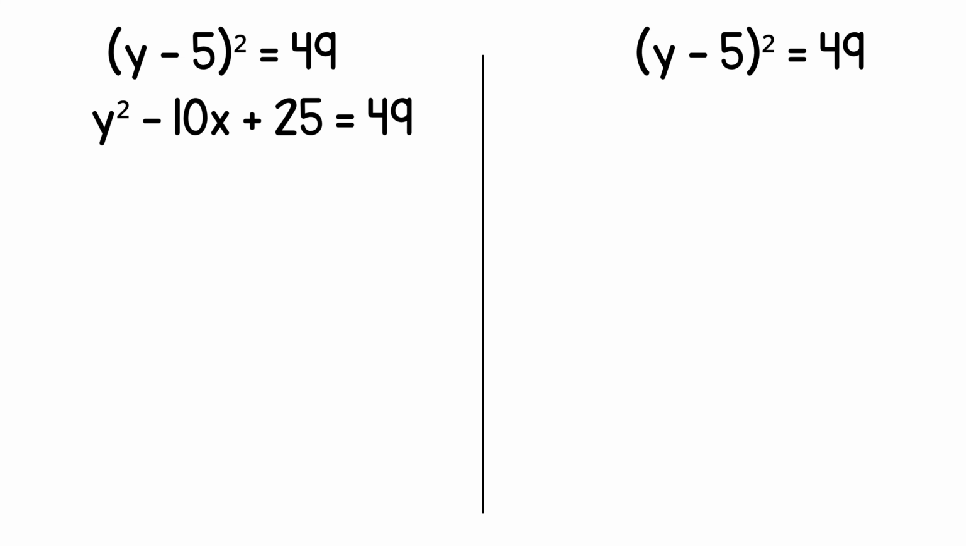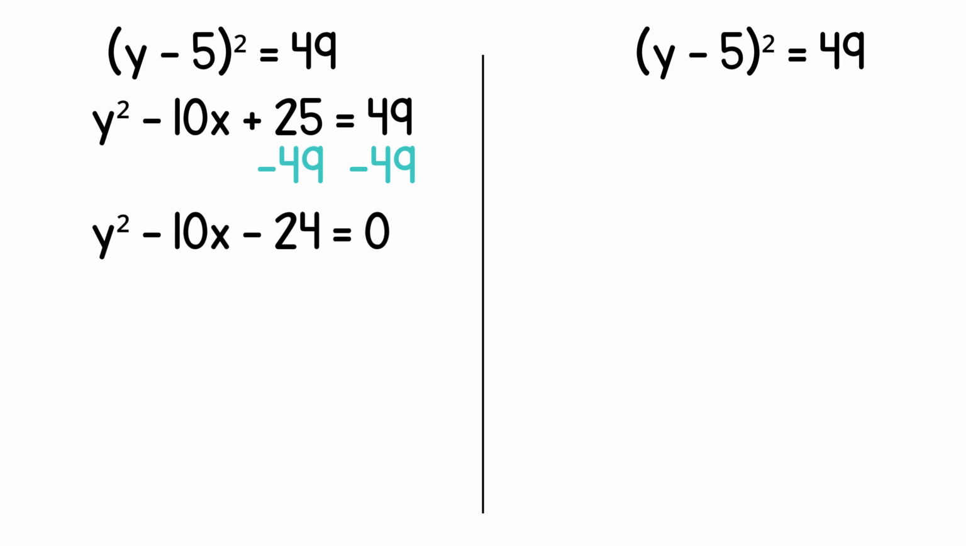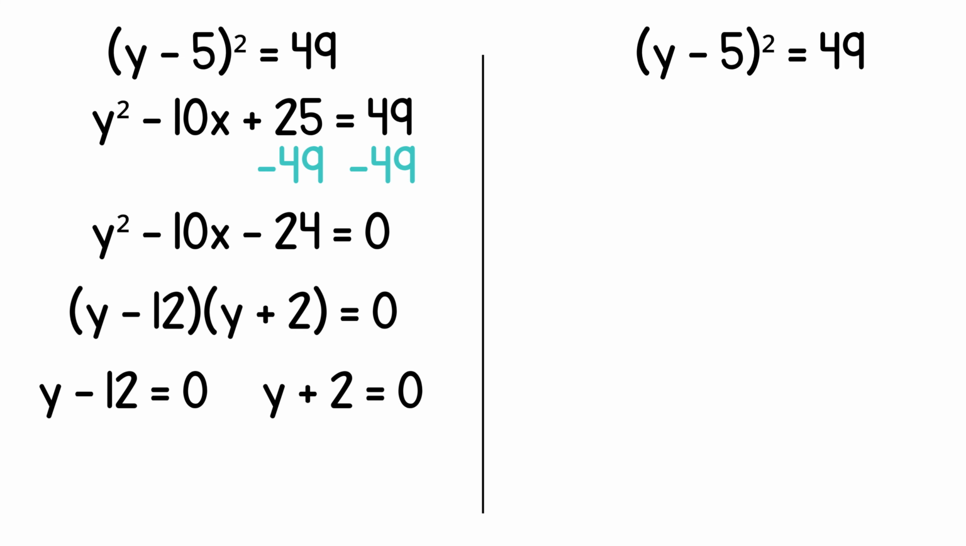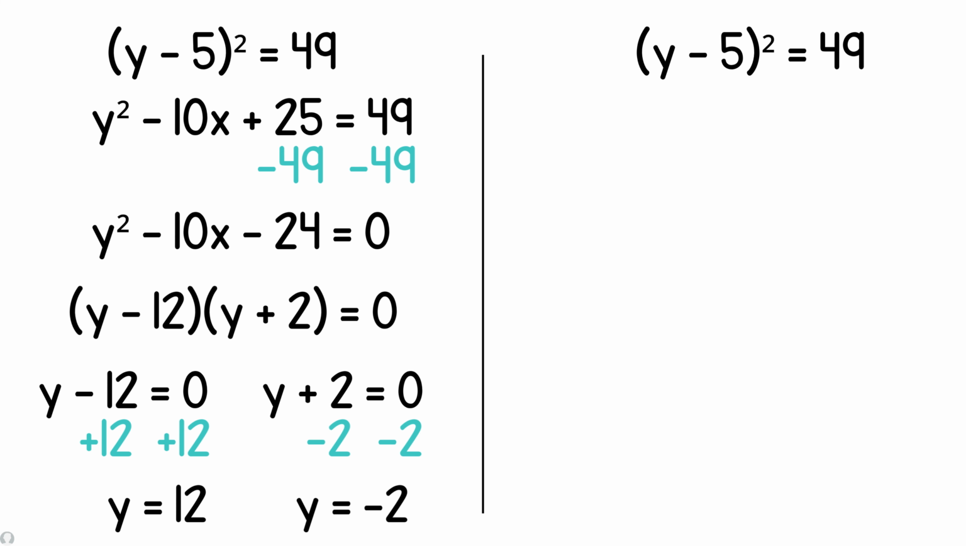We want this to equal 0 though, so we can use the factoring method. So we'll subtract that 49 from both sides, and this gives us y squared minus 10y minus 24 equals 0. So now we'll start factoring it. We need to find two numbers that multiply to negative 24 but add to negative 10. Those two numbers would be negative 12 and positive 2. So now we'll set both of those parentheses equal to 0 and solve. We'll start by adding 12 to both sides. So we get y equals 12, and on the next equation, we'll subtract 2 on each side, and this gives us negative 2.